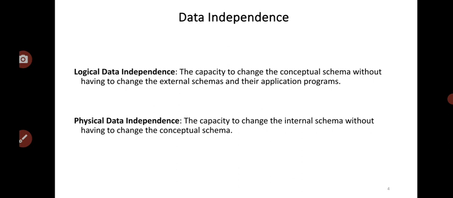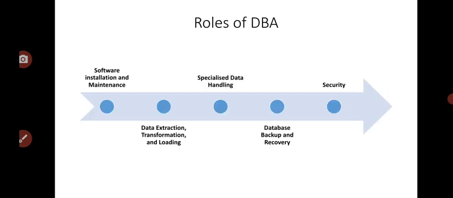Similarly, in physical data independence, it is the capacity to change the internal schema without having to affect the conceptual schema. These both are independent in nature. So if any one of them is modified, there is no need to modify the other one. That is why both are independent in nature.